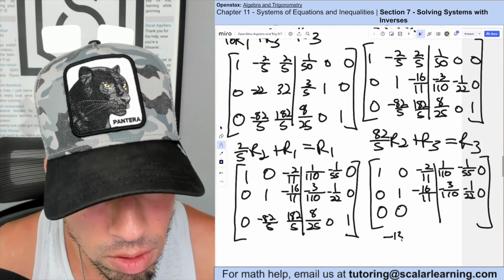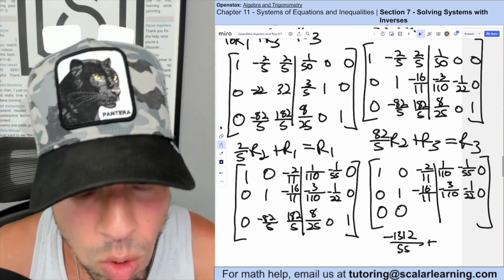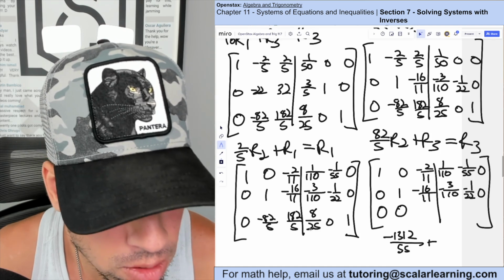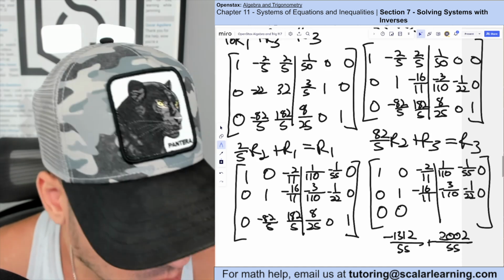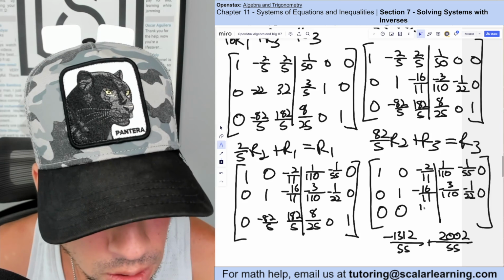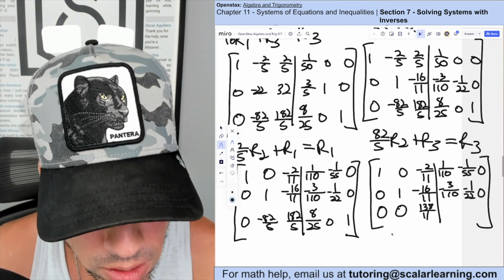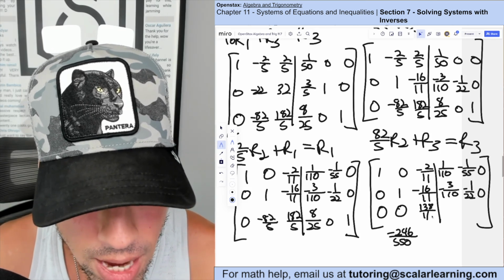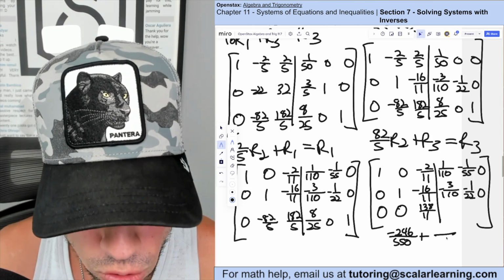That's negative 1312 over 55 plus 182 over 5, which if you multiply by 11 over 11, you get 2002 over 55. And then you combine these and we get 690 over 55, or 138 over 11. Next, we got 82 over 5 times negative 3 over 110. That's negative 246 over 550. And then we got to add it to 8 over 25. And if I multiply top and bottom by 22, I get common denominators.